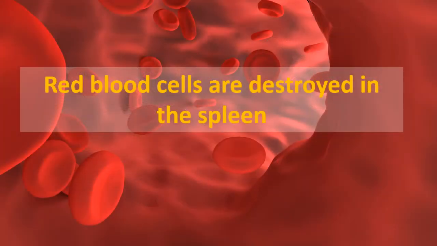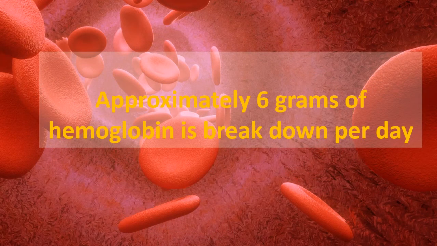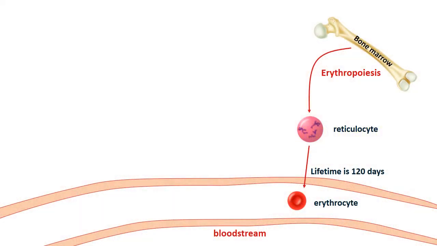The process of destruction of red blood cells occurs in the spleen. Approximately 6 grams of hemoglobin is broken down per day. Red blood cell lifespan is around 120 days.